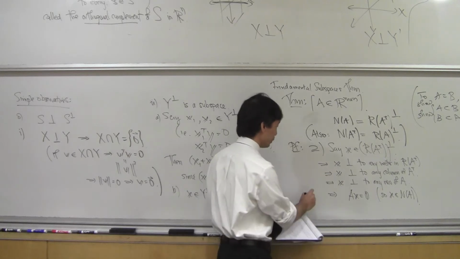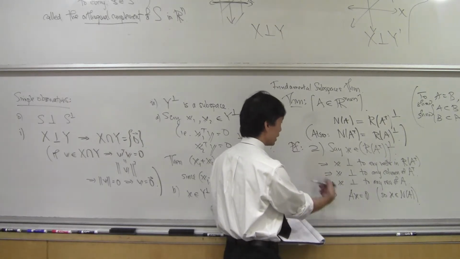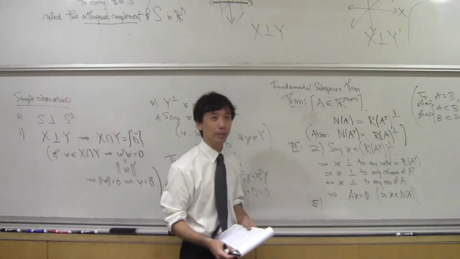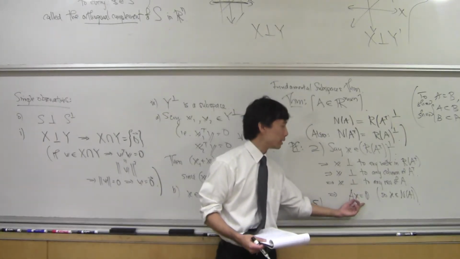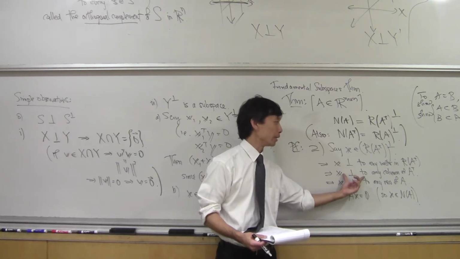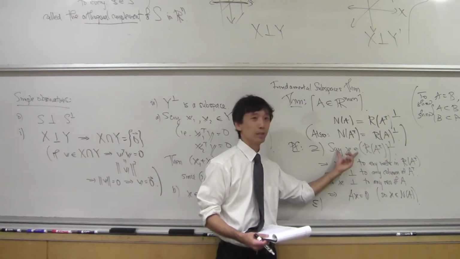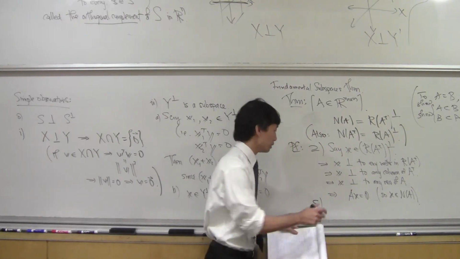And to do the proof in the opposite direction, you just note that these arrows go backwards. All of these arrows go backwards. If AX equals 0, that means it's perpendicular to any row, and that means it's perpendicular to any column of A transpose, that means it's perpendicular to anybody in the range of A transpose. In other words, it's there. So just reverse the arrows.